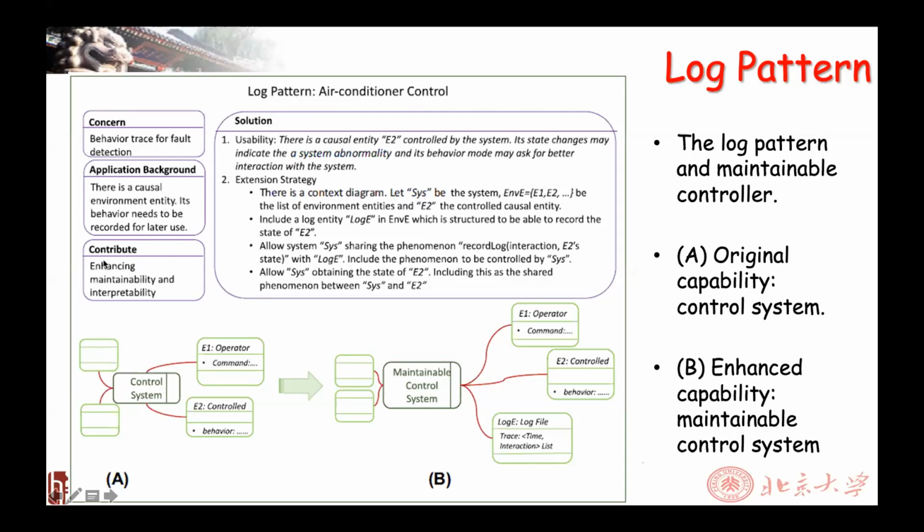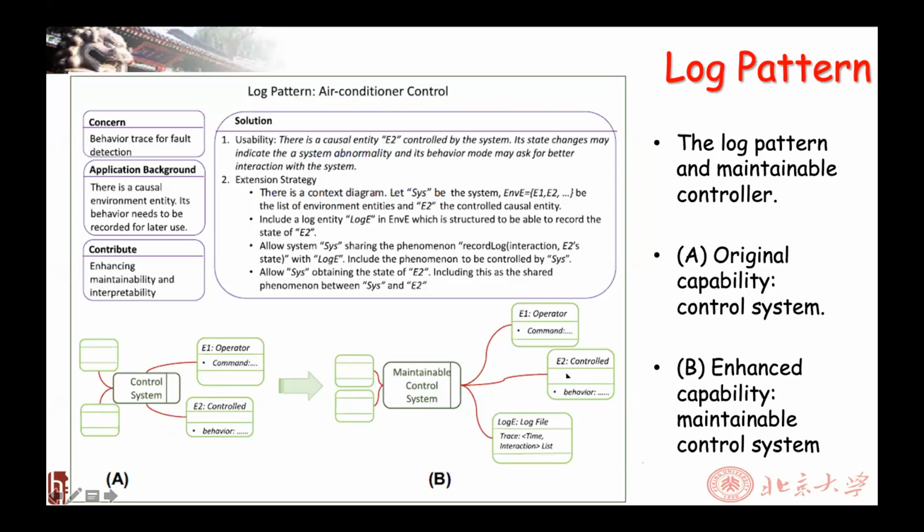And this pattern can contribute to enhancing maintainability and also interpretability. So this is the purpose of using this pattern. This example shows a control system, like an air conditioning controller. Xiaohong has talked many times about this kind of example. After using this strategy, we can turn the normal control system into a maintainable control system.